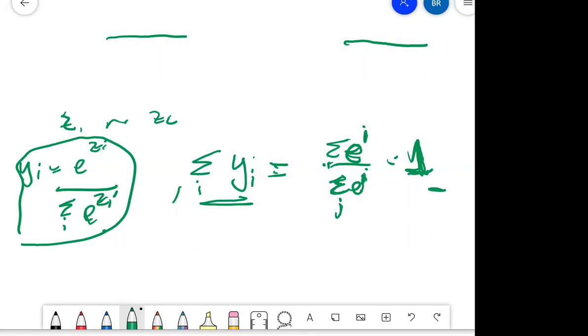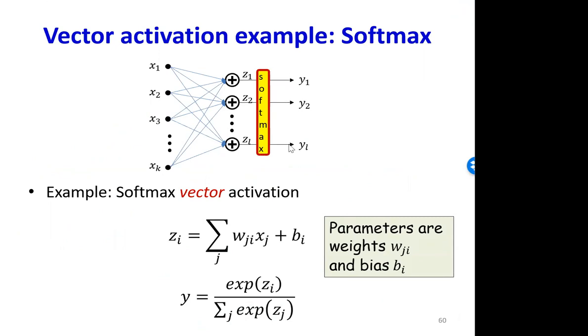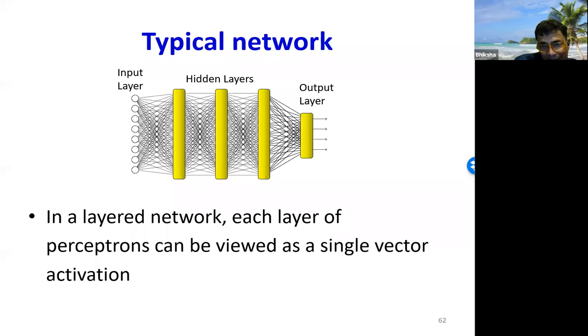Yeah. Okay. There's one question on the chat. The student is asking, can we say the hidden layer is a single function that has multiple inputs and multiple outputs? You're predicting my next slide.